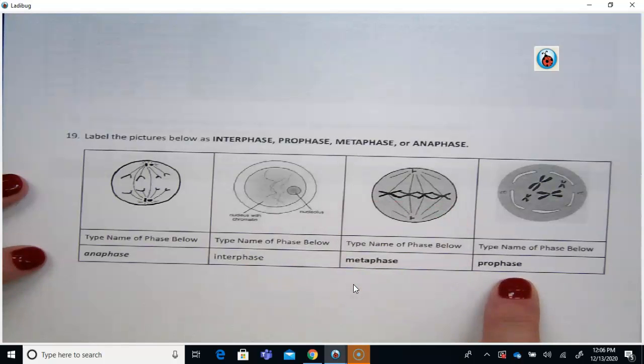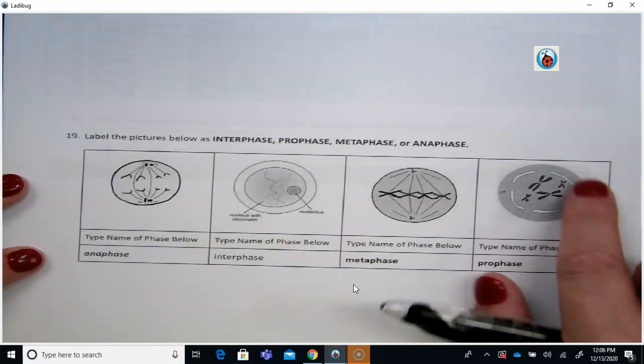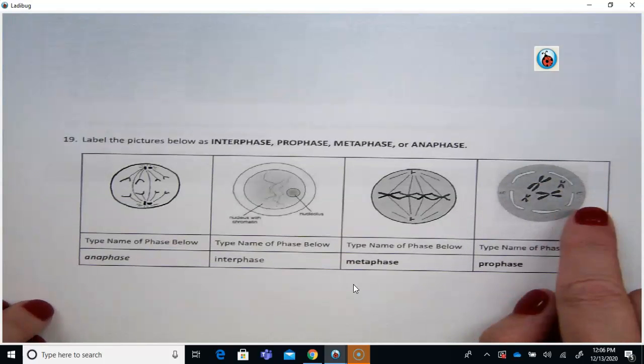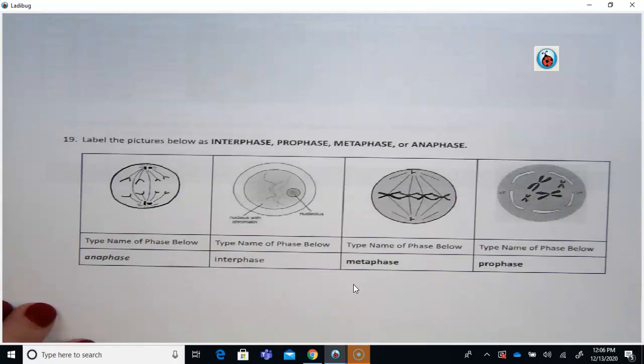And this is prophase. You can see that the nuclear membrane is starting to break down and the centrioles have moved to opposite sides of the cell.